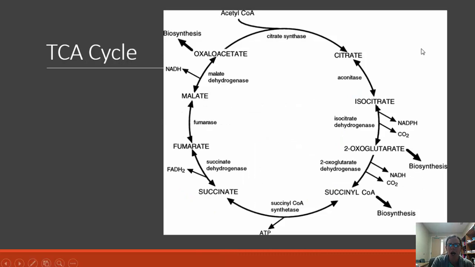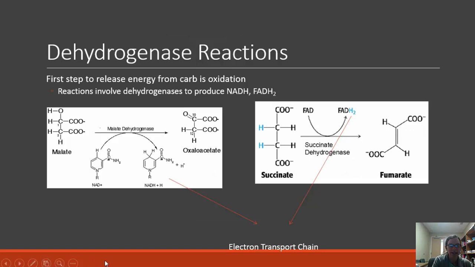I'm going to go back a little bit. Okay, so you can see here that when we produce NADH, when we produce FADH2, these enzymes are called dehydrogenases. Dehydrogenases. So let's go to the next slide and see what's going on here.